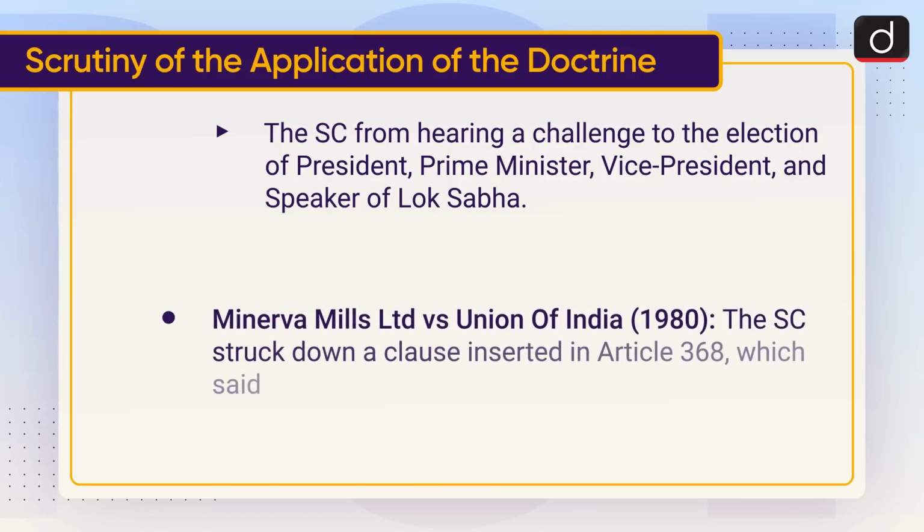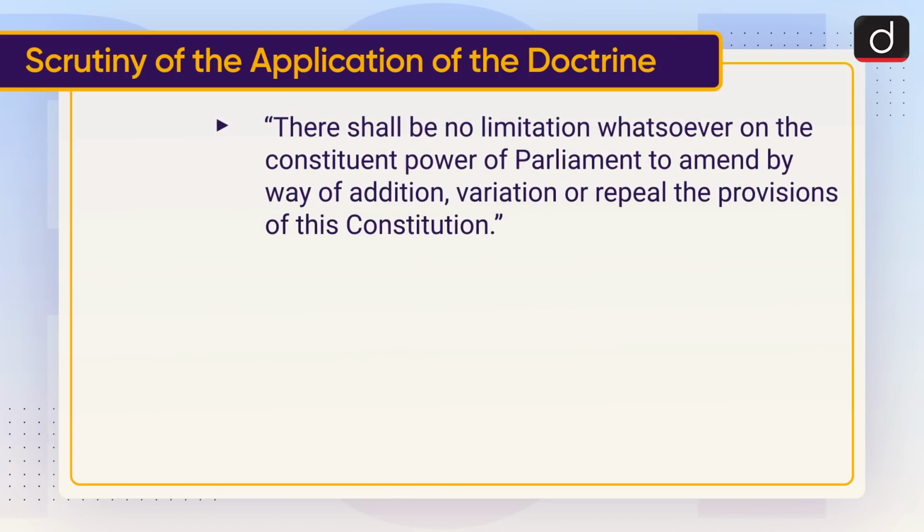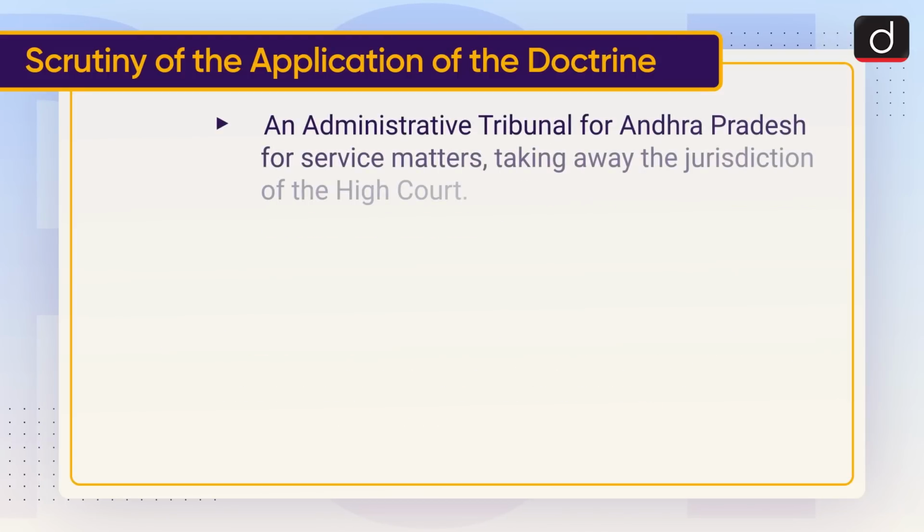Minerva Mills Limited versus Union of India 1980. The SC struck down a clause inserted in Article 368 which said there shall be no limitation whatsoever on the constituent power of Parliament to amend by way of addition, variation or repeal the provisions of this Constitution. P. Sambamurthy versus State of Andhra Pradesh 1986. The SC struck down a portion of the 32nd Amendment 1973 which constituted an administrative tribunal for Andhra Pradesh for service matters, taking away the jurisdiction of the High Court.